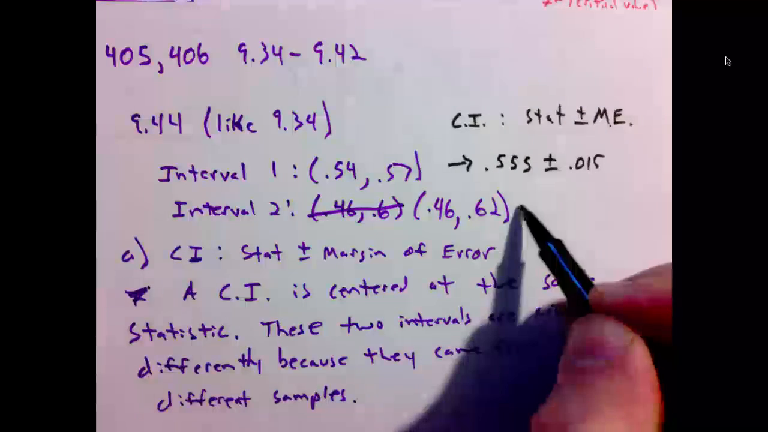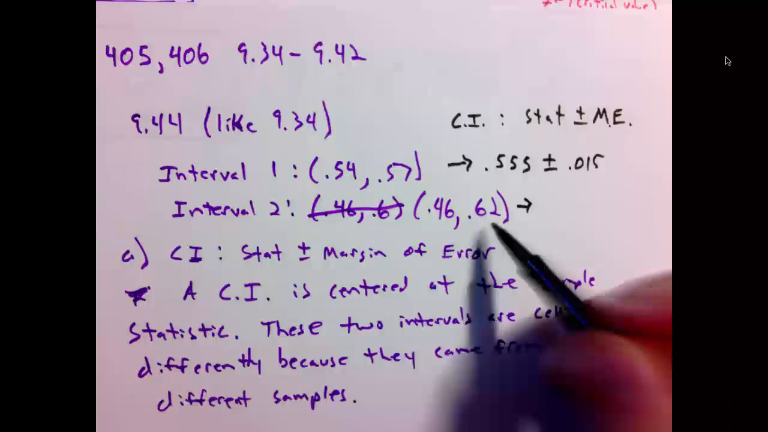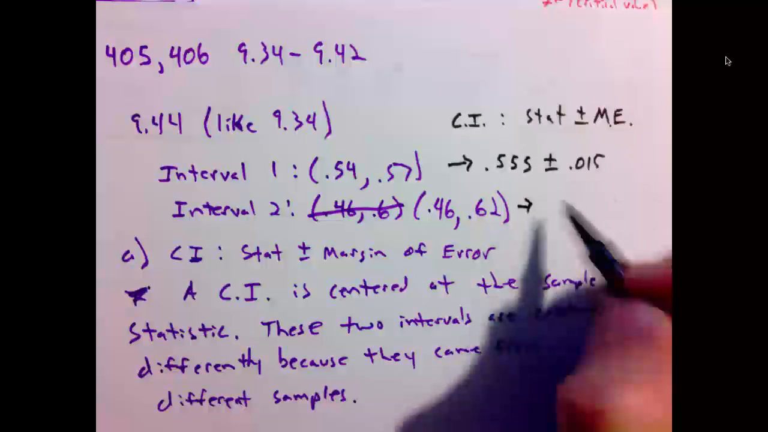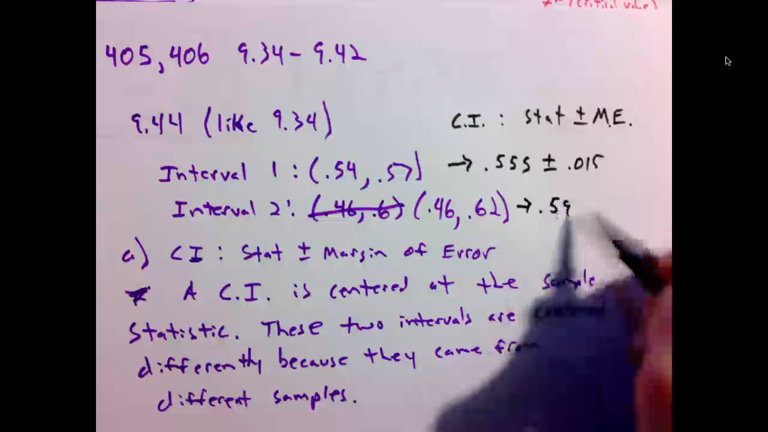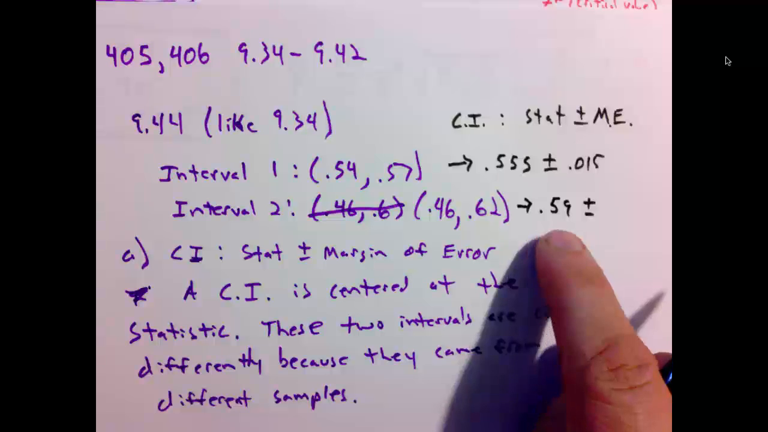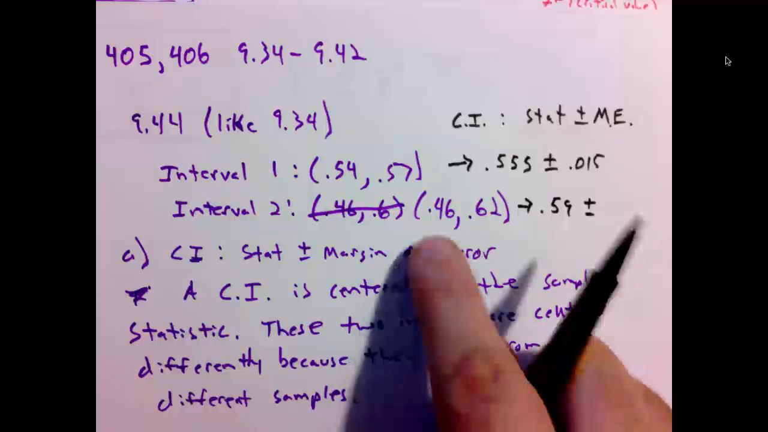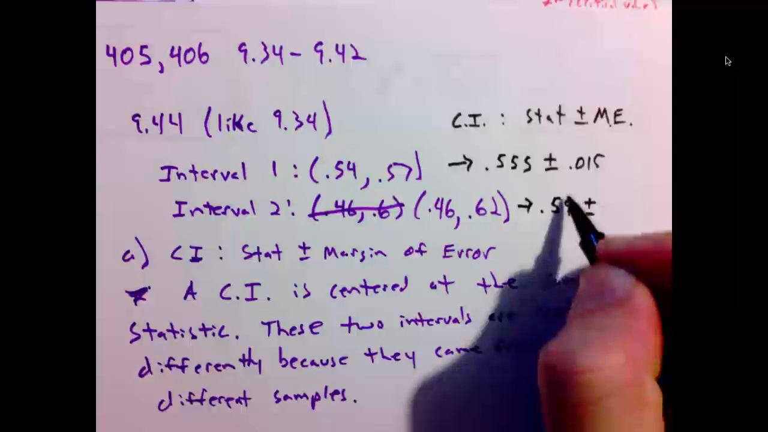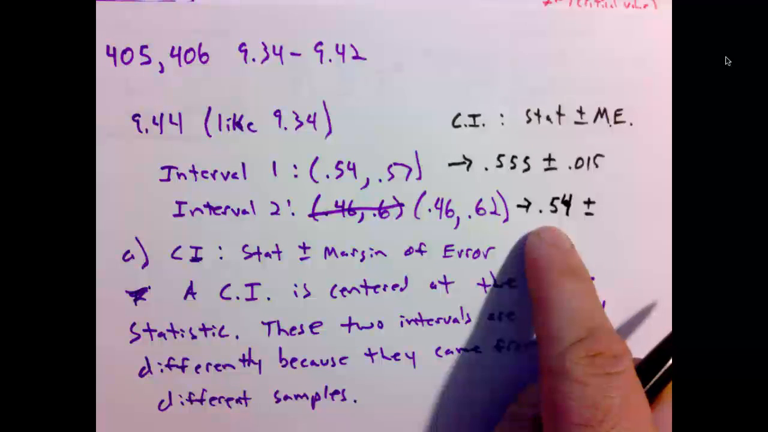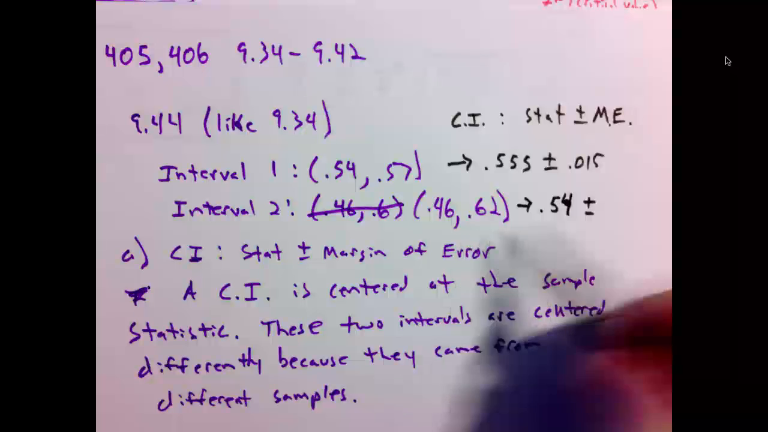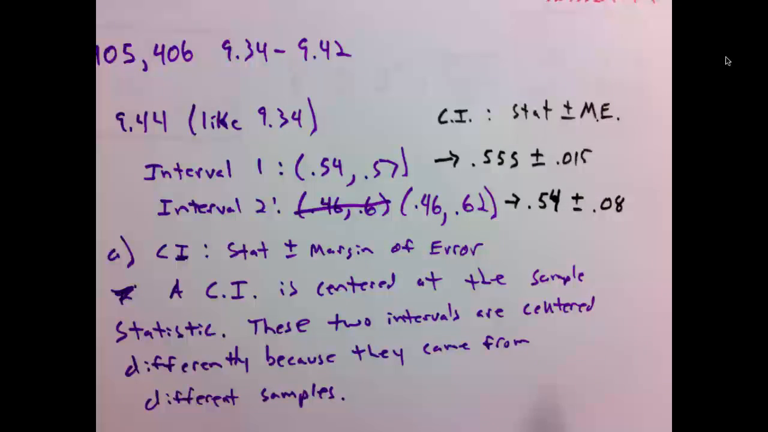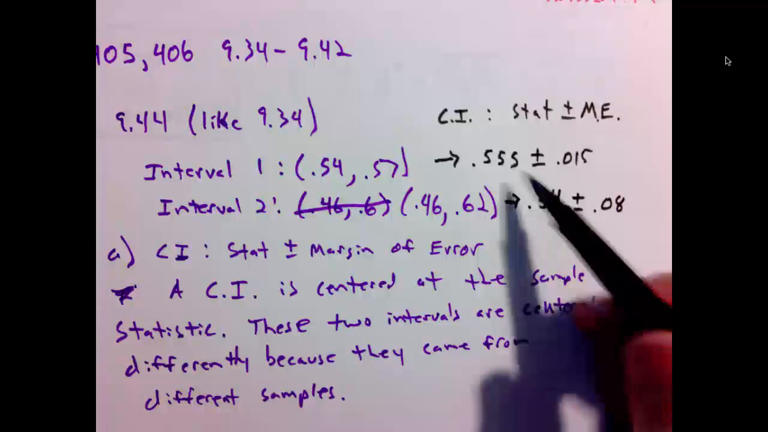This one, 46 and 62, if you add those together and divide by 2, you get 0.59, centered at 59%. And the add or subtract here, I mean to say 54. That's 108 divided by 2 is 54, and the addition and subtraction is plus or minus 0.08. So this one's centered on 54%, this one's centered on 55.5.